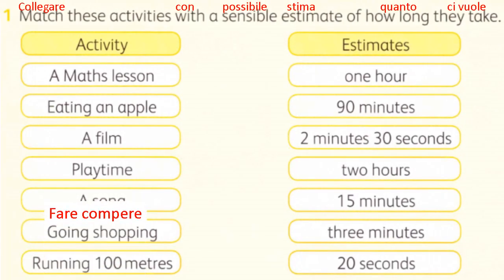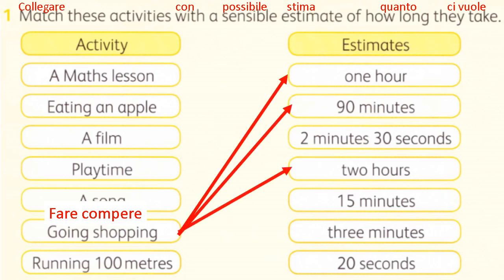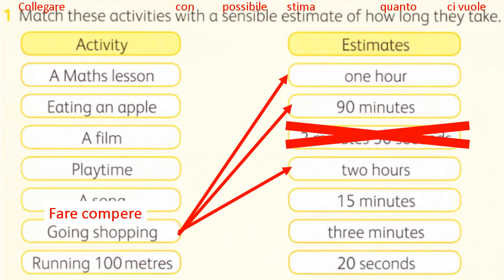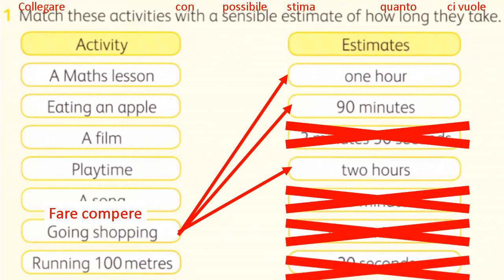A lot of people like going shopping. So it depends on what you have to buy and how many things you need to buy, how far the shop is from your house, etc. But in our estimates here, I think there are only 3 possible sensible estimates, and they would be 1 hour, 90 minutes, or 2 hours, because 2 minutes and 30 seconds is too short, just like 15 minutes, 3 minutes, and 20 seconds.